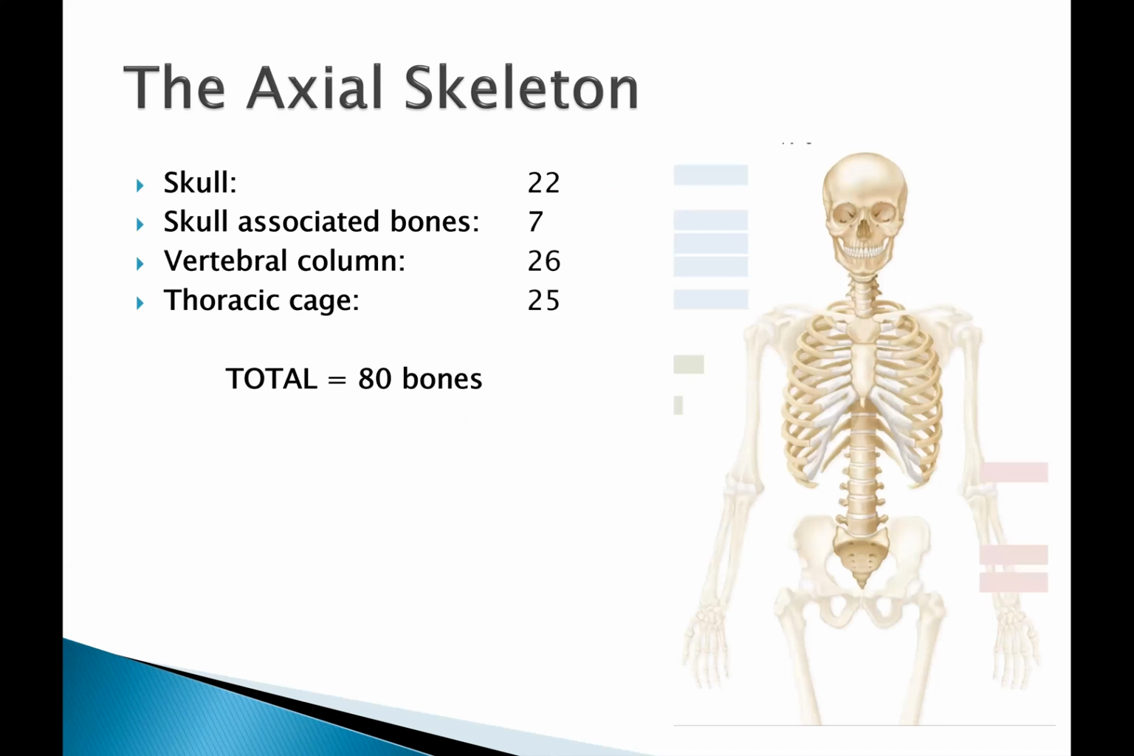One thing you should definitely know for the exam are the bone counts, okay? Because I can definitely have some questions on the bone counts here. So your skull has 22 bones. There are 7 additional associated bones with the skull, 26 in the vertebral column and 25 in the thoracic cage. That gives you 80 in the axial skeleton. And then we're going to go through each one, okay?